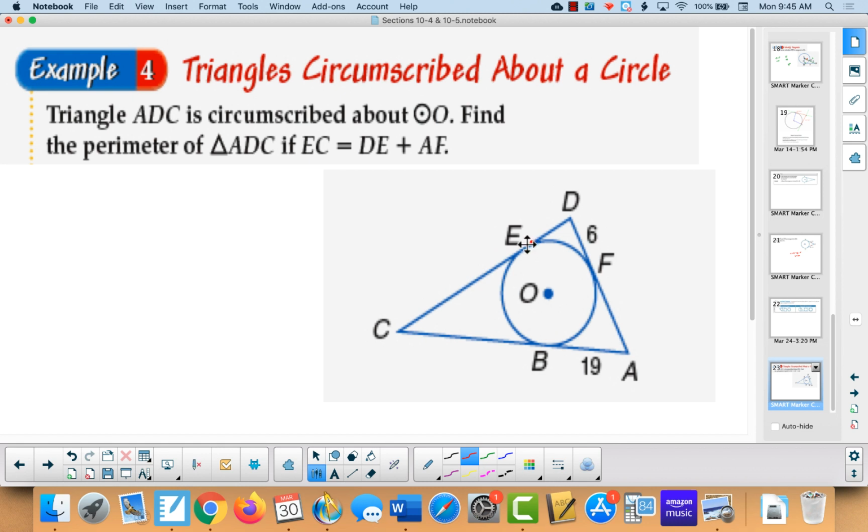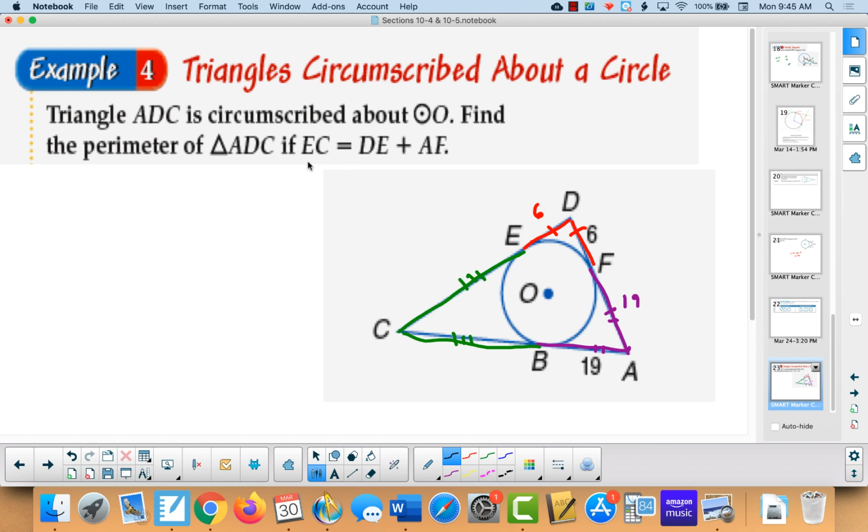That means that from E to D and from D to F, those are a pair of tangent segments that go to the same intersection point. They are congruent. B to A, F to A are also a pair of tangent segments to the same intersection point. And E to C, B to C are also a pair of tangent segments that go to the same intersection point, so they have to be equal. So I know if those are equal, that length is 6. If these are equal, this length is 19.